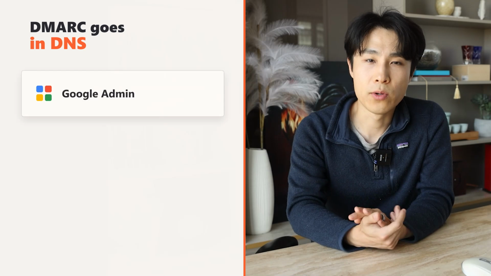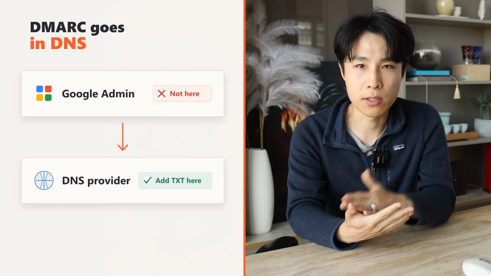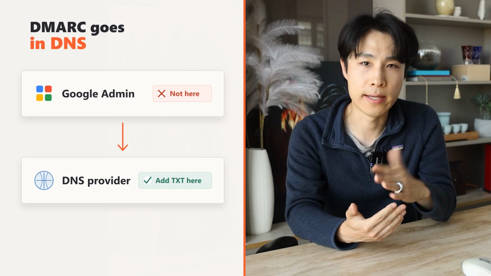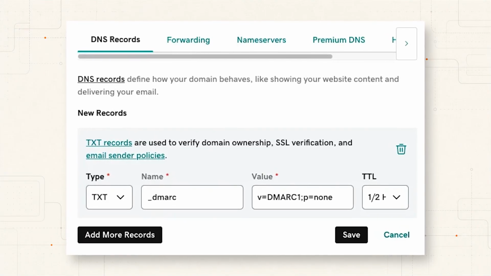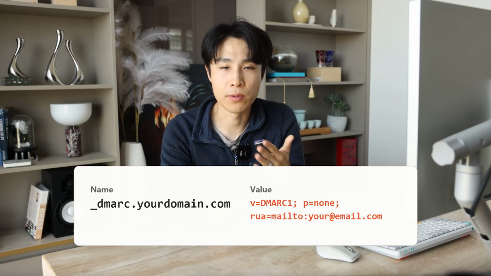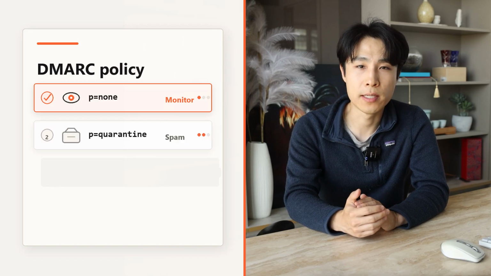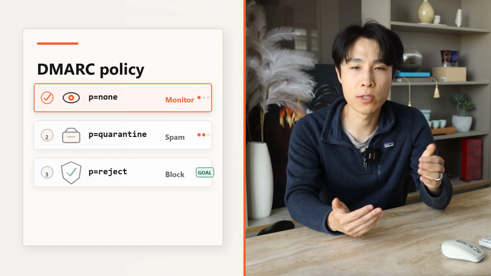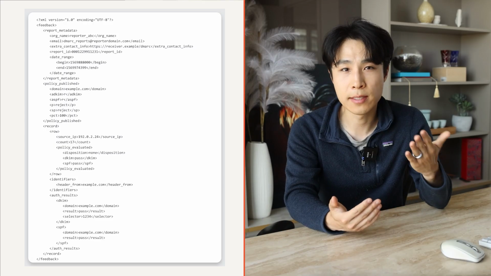So for the DMARC record itself, unlike some things in Google, you don't set this up inside your admin console. You do it actually in your DNS settings. So go back to your domain provider or DNS provider and add a new text record and use the following format, just up on the screen here. So that's monitoring mode, where your emails will still go through normally, but you start receiving reports about what's passing and what isn't.